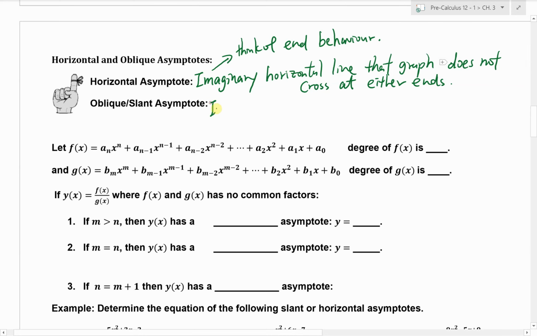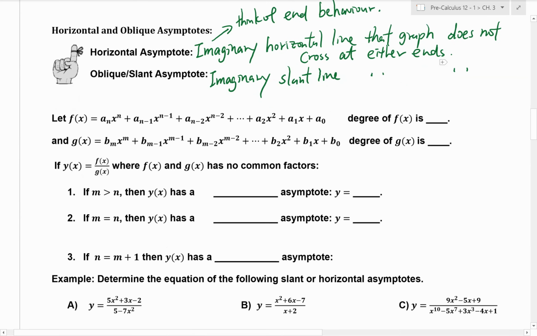So this is an imaginary slanted line that the graph does not cross at either ends. Okay, so same thing as the other asymptotes. It'll get closer and closer to this slant line, but it will not touch. Okay, so these are another two kinds of asymptotes. So really, we are looking at vertical, horizontal, and slant asymptote here.